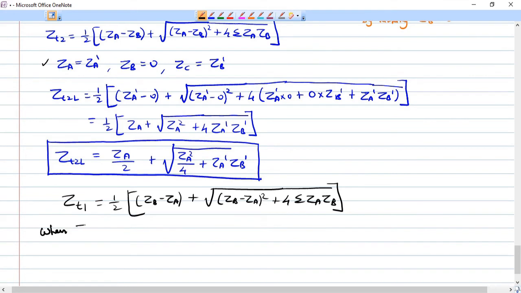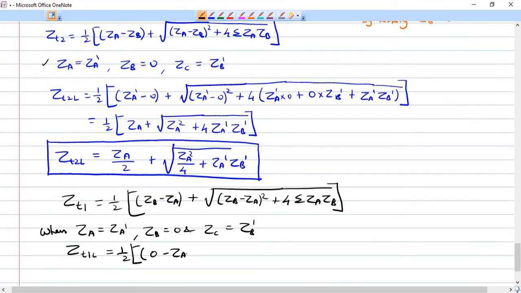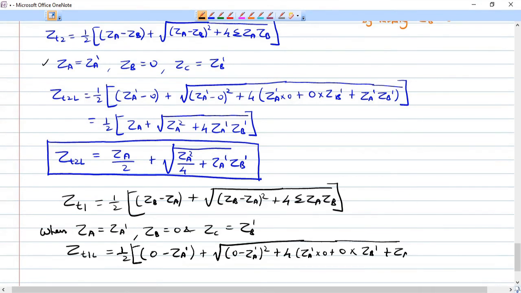So when ZA is equal to ZA dash, ZB is equal to 0 and ZC is equal to ZB dash, you will get the iterative impedance for an L network as half of 0 minus ZA dash plus root of 0 minus ZA dash the whole square plus 4 times the sum: ZA dash into 0, plus ZB into ZC, which is 0 into ZB dash, plus ZC into ZA, which will be ZA dash into ZB dash.